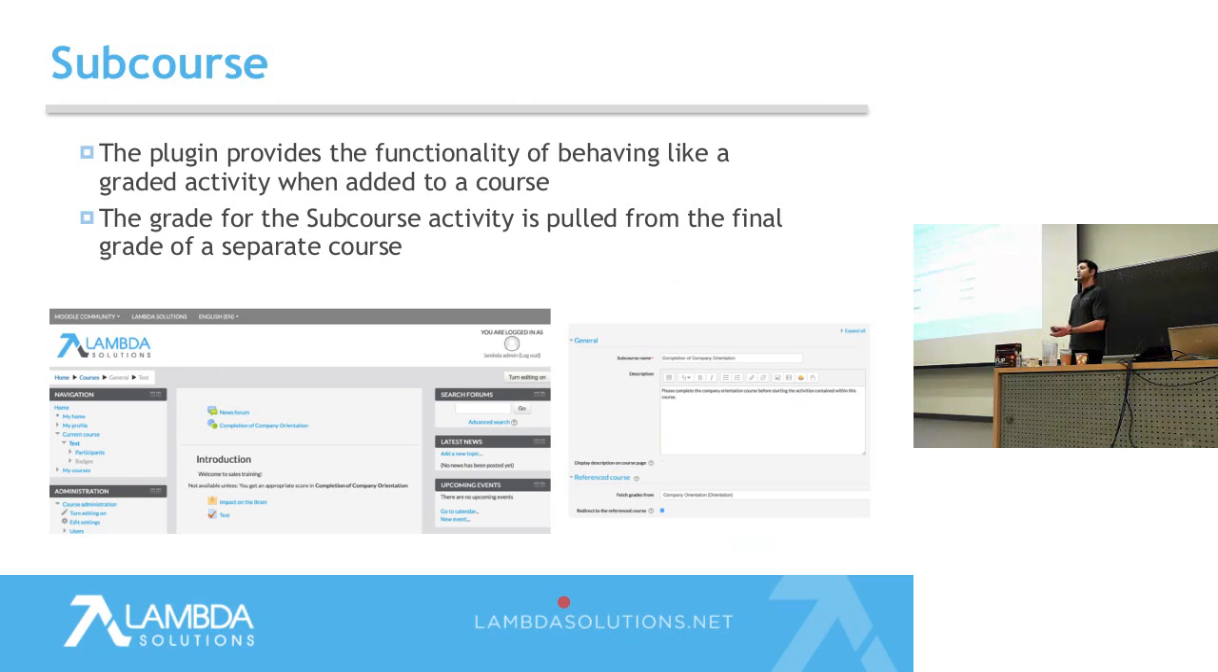Using another feature in Moodle called the restricted access feature, you can say that for students to move on into this course and access the content, they have to achieve a certain grade in the sub-course activity that you've added to your course. This means that before the users move on, they might have to complete other courses before being able to access the content.